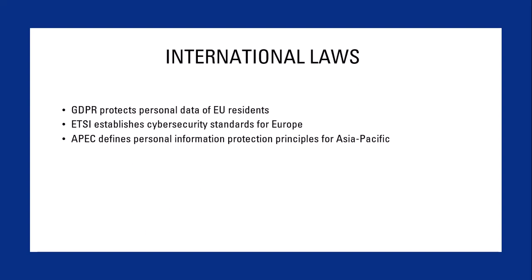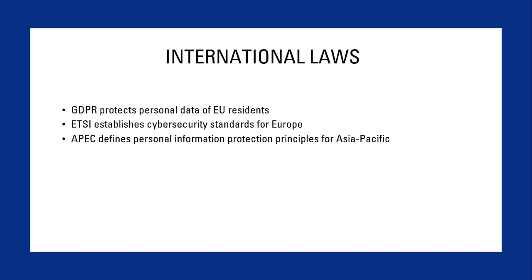The Asia-Pacific Economic Cooperation is a regional forum of 21 Pacific Rim member economies. APEC has developed a set of privacy framework principles for the protection of personal information across the region. These principles cover issues like notice, choice, access, and accountability. While not legally binding, the APEC principles serve as an important benchmark for privacy practices in the Asia-Pacific region.